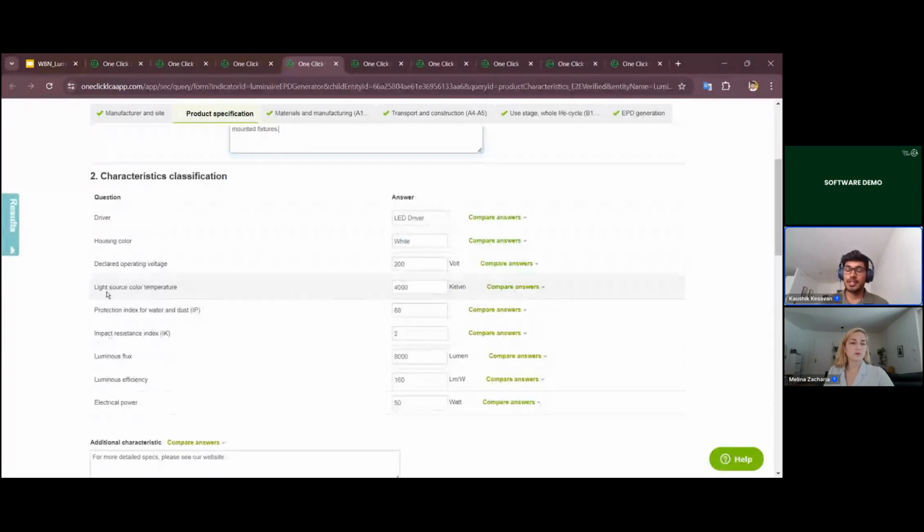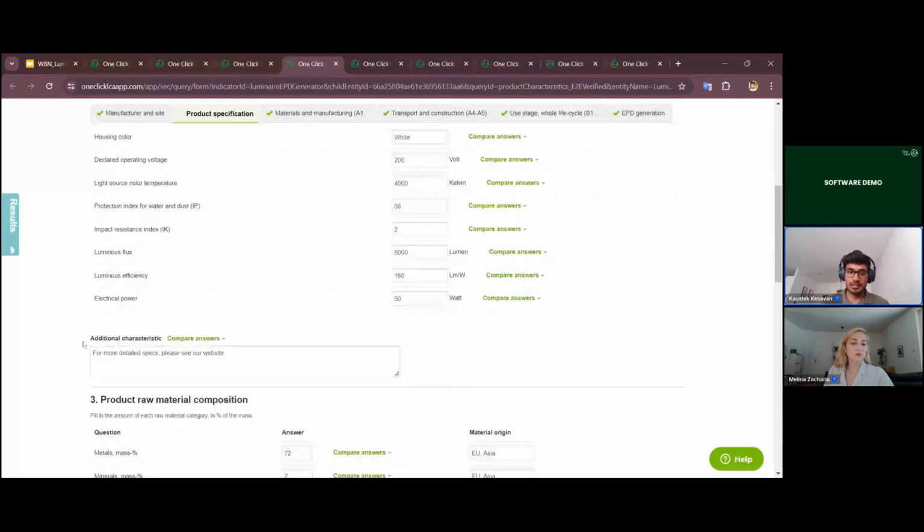Characteristics, this is important as well. And this is mandated because this forms the basis for comparison when a client or a user looks at the published EPD. This is what stands out as a means of comparison as well. So here, for example, we declare the operating voltage, temperature, there's the production index information as well, luminous flux. Here it's taken to be 8,000 lumens, luminous efficiency, and the electrical power finally.